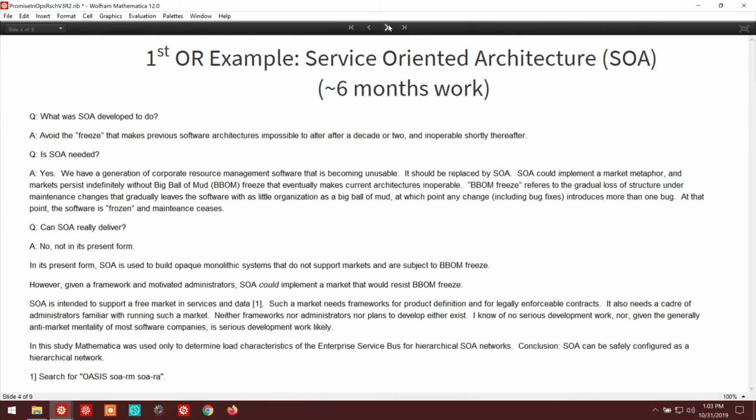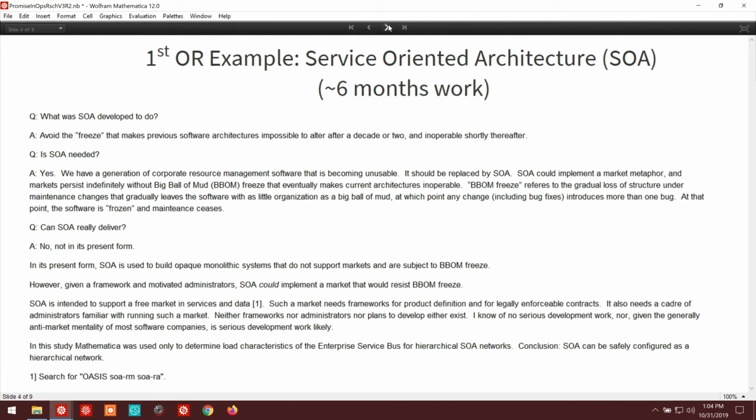First operations research example, service-oriented architecture. It took about 6 months to do. The question was very simple. What is service-oriented architecture intended to do? And the answer is, as far as I can tell, to avoid the freeze that makes previous software architectures impossible to change or maintain after a decade or two and inoperable shortly after they become impossible to maintain. Although there's a brief interval when the software can't be changed, is known to be wrong, but is still complied with simply as an authoritative source. So if you're looking for AI to take over reality, it happened a long time ago, especially in Social Security.